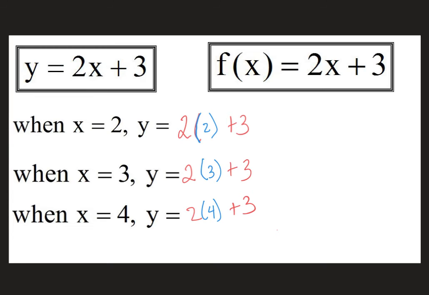So y equals 2 times 2 is 4. So 4 plus 3. So y equals 7 for the first one. And then y equals 2 times 3 is 6 plus 3, so that equals 9. And then 2 times 4 is 8 plus 3, so that equals 11. So we can evaluate expressions by using function notation.